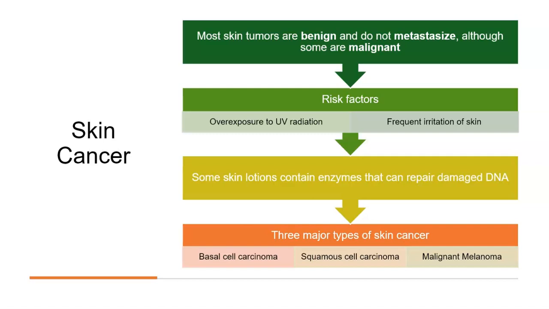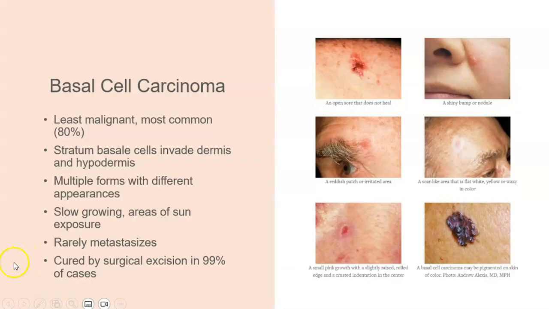There are 3 major types of skin cancer, and we're going to examine each one of these in the upcoming slides. Basal cell carcinoma is the most common type of skin cancer, but thankfully it is also the least dangerous.